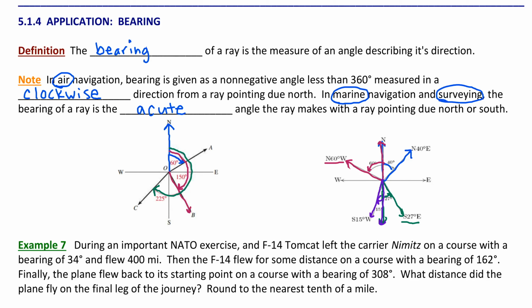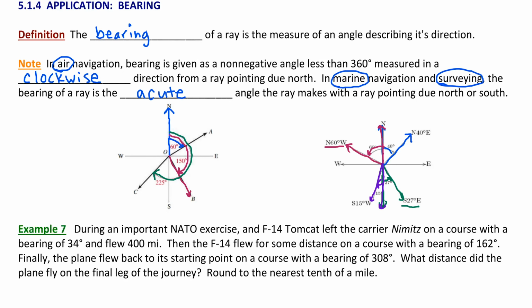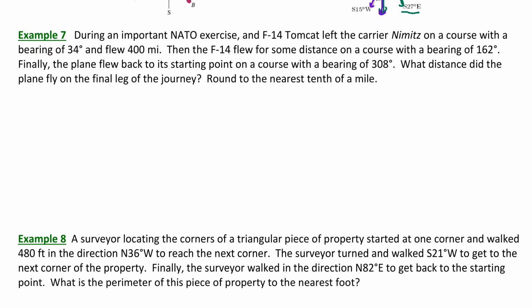This means that in marine navigation and surveying, the angles are not only always acute, that is less than 90 degrees, they are always positive. Yet a positive angle can be rotated in either the clockwise or counterclockwise direction. And once again, in air navigation, all bearings are measured from a ray pointing due north in the clockwise direction, and they can have values between 0 and 360 degrees. Let's take a look at an example that uses both types of bearing.